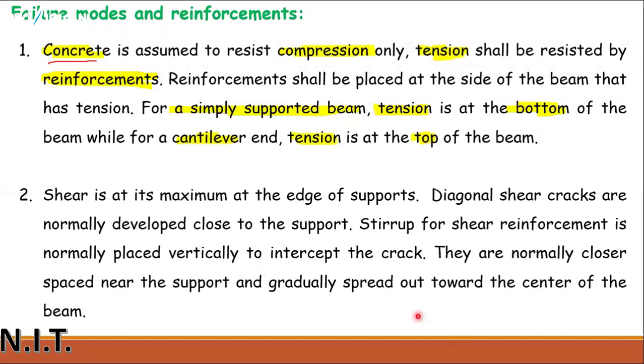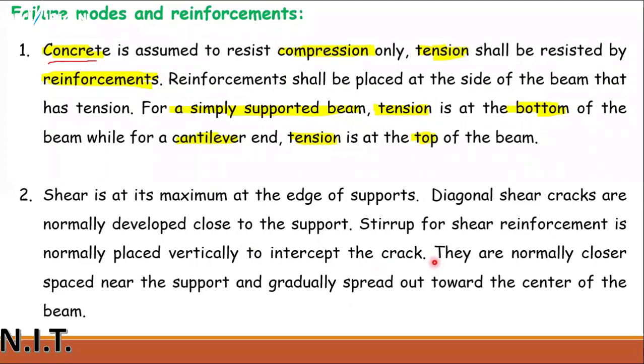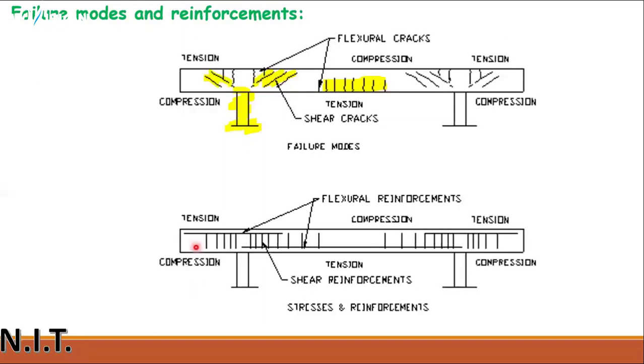To control these diagonal shear cracks, we provide shear reinforcement vertically. These lines demonstrate the shear reinforcement. Clear? They are normally closely spaced near the support. As I told you, we need to provide close spacing, small spacing between stirrups near the supports, but in the center we can increase the spacing.